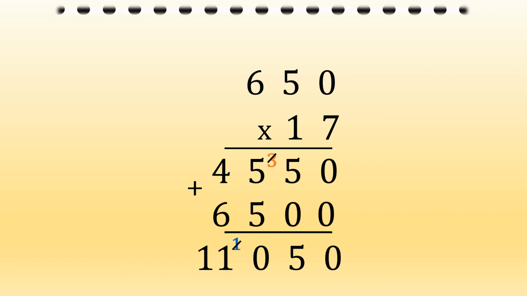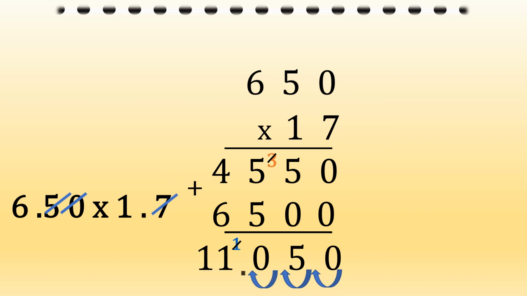Now let's have a look at how many decimal places there need to be. And we'll count 1, 2, 3. Let's pop them in. There goes the decimal point. 11.050 is your answer.